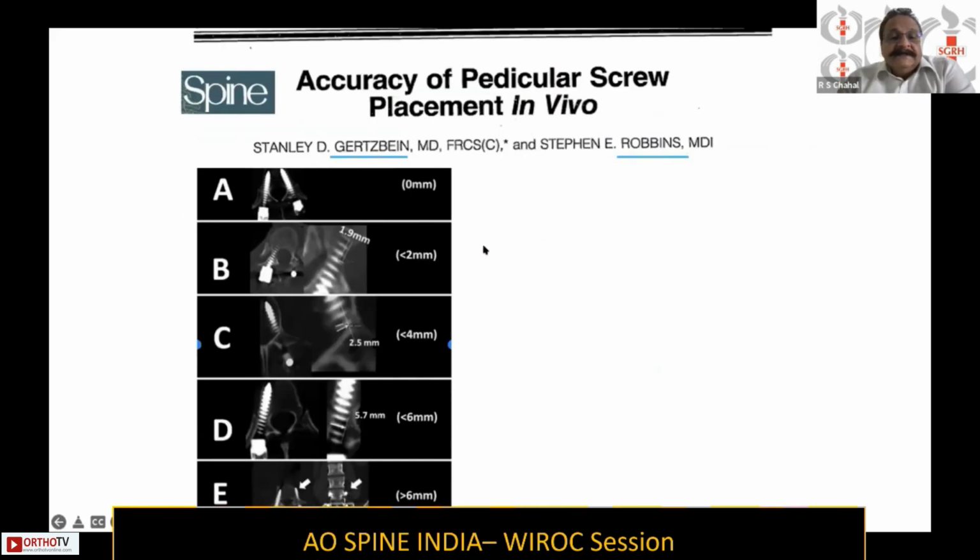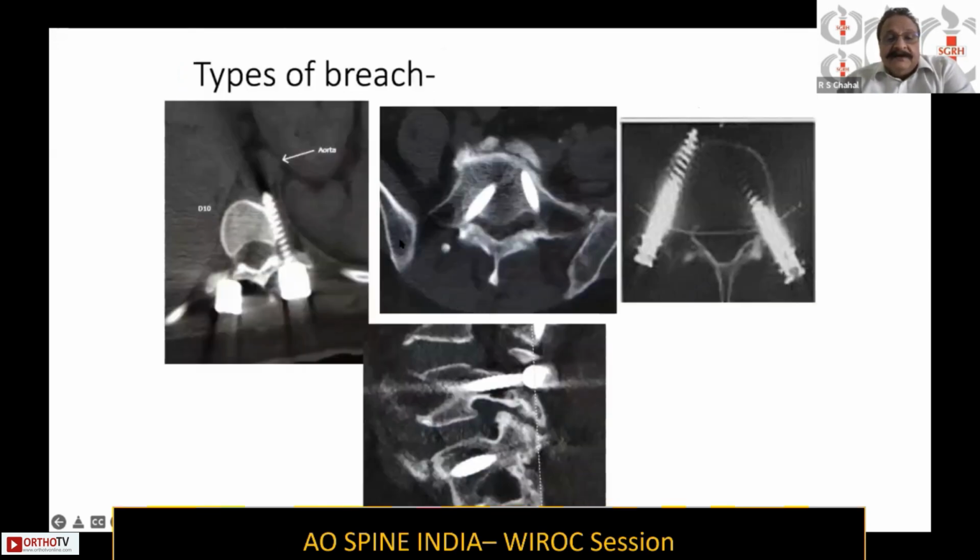segmental chain. This is one classification which comes into play only when you have made a mistake. You normally don't classify them. So once you have a mistake, then you really look at it. And Gertzbein has made it into 5 types, depending on how much is the malpositioning of the screw from 0 to more than 6 millimeter, classified into A to E. So your breaches can be anterior, medial, lateral, superior. Wherever the screw goes, if it hits an important structure, it causes a problem.